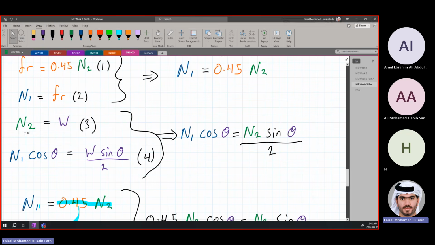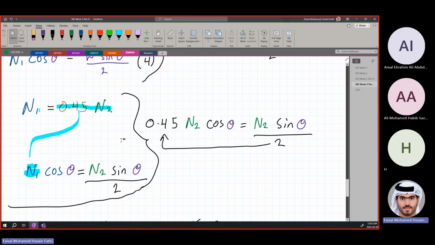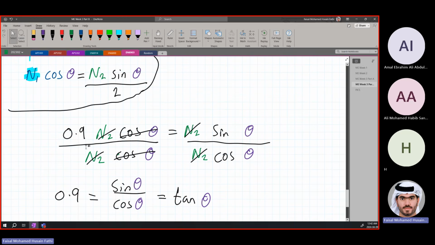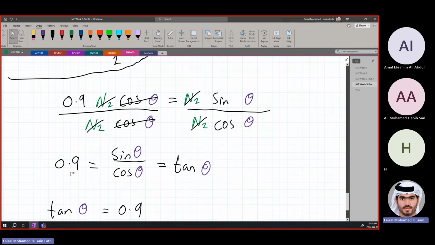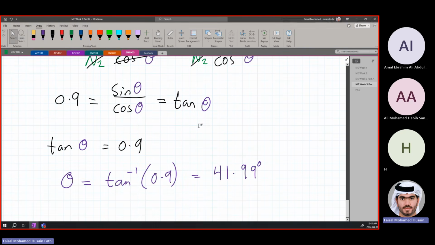Same thing at the bottom here. We had 3 variables. I combined them to eliminate one of the variables, so we'll be left with only N1 and N2. Now that we only are left with these two variables, we can simplify it, and then we can substitute and cancel out the last N2. And then we can simplify the equation by finding sine over cosine to find tan of the angle, and then it will be solved.